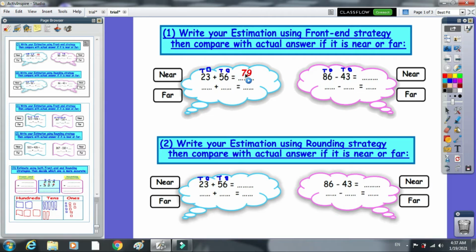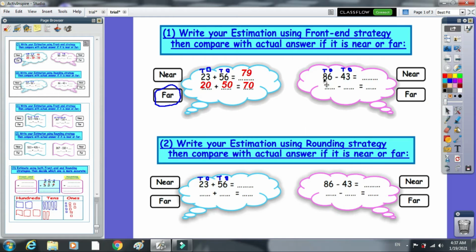And to use the front end strategy to get the estimated sum, I will estimate 23 using the front end. In the front end, we look at the leading digit only, and we ignore anything else. So 23 will be estimated to be 20, and 56 will be 50. And now it's so easy to say that 20 plus 50 equals 70. If we compare 70 and 79, they will be far. So we will select they will be far.